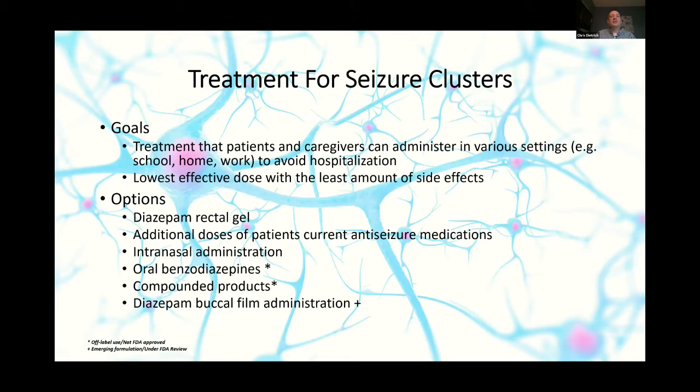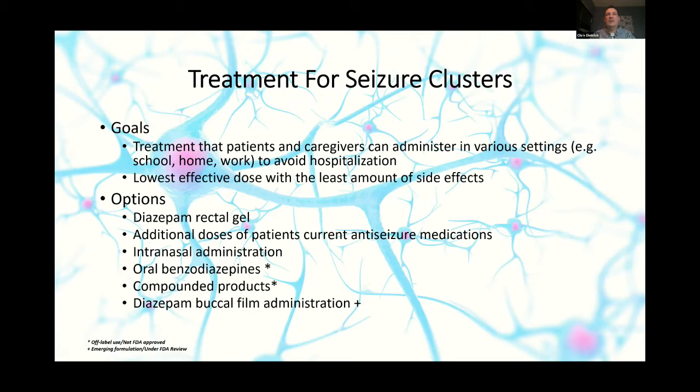So, treatment for seizure clusters. From a practitioner standpoint, so if your doctor, your NP or PA, or somebody like myself, what are our goals in trying to manage this? What are we trying to do? So one, we want to make sure that you have a treatment that you can administer regardless of the setting. So whether you're at home, at school, at work, regardless of where you're at, that you're able to administer this medication to avoid being hospitalized.